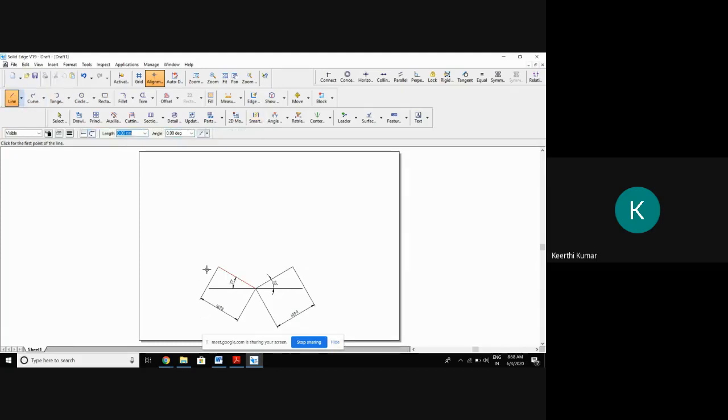Then again take the line. From this, draw a line, and from here also draw a line, but maintain parallelness. This line is supposed to be exactly parallel to this, and this line parallel to this. No need to worry about the dimensions; just maintain parallelness between these two. If you are drawing in a sketchbook, I think it will be very simple for you.